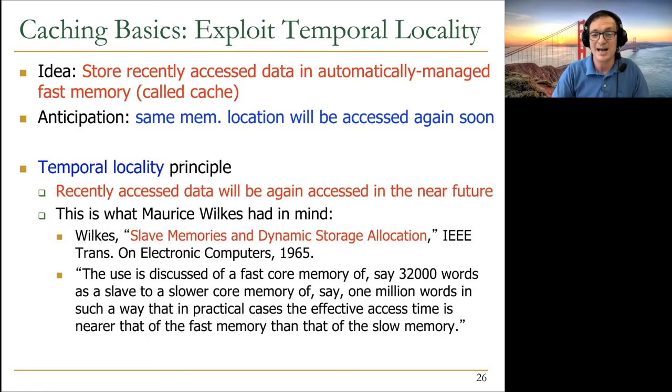Caches work. And this is what Maurice Wilkes had in mind in the seminal paper that I assigned you as reading. That's two pages, by the way, only 1.5 pages actually. He says over here, the users discuss a fast core memory of, say, 32,000 words, that's old times, as a slave to a slower core memory of, say, 1 million words, again old times, in such a way that in practical cases, the effective access time is nearer that of the fast memory than that of the slow memory. This is a beautiful depiction of what a cache is.